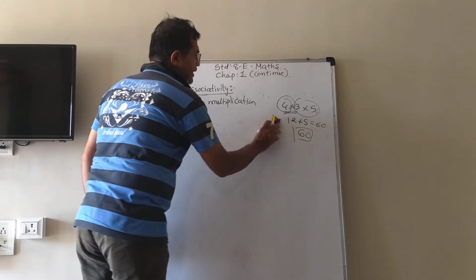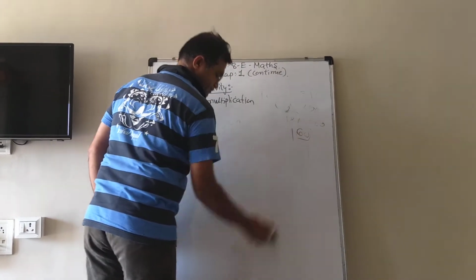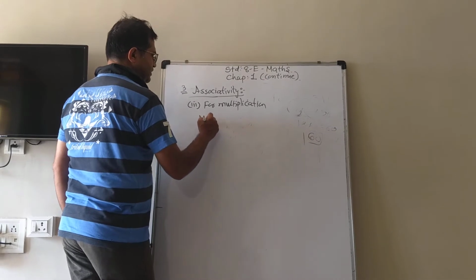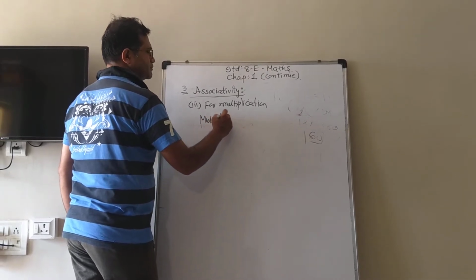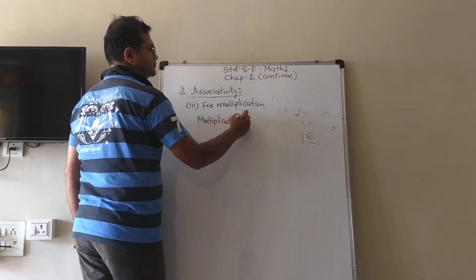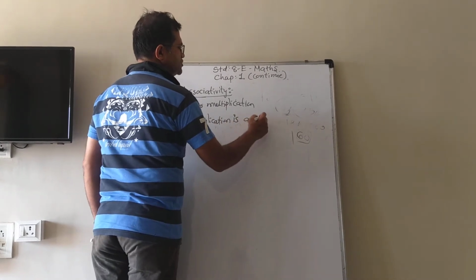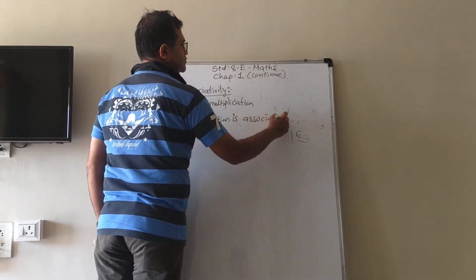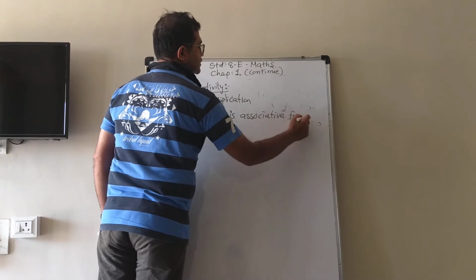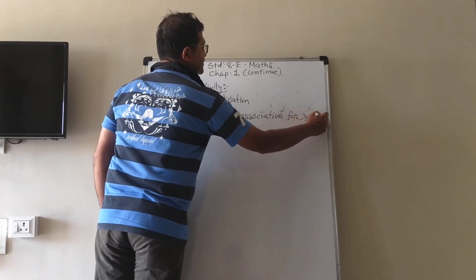So you can write down that property here. Multiplication is associative for rational numbers.